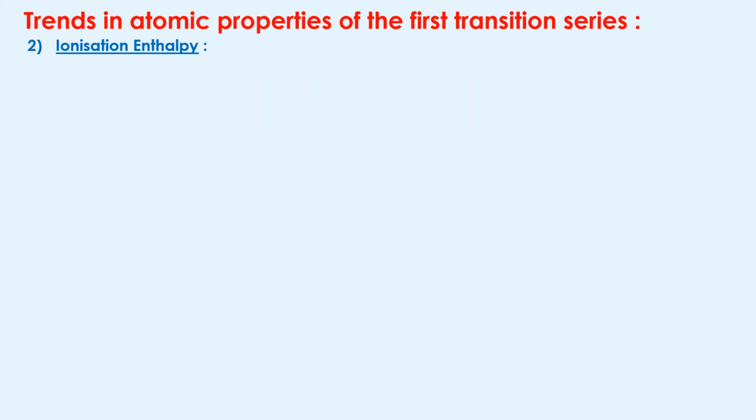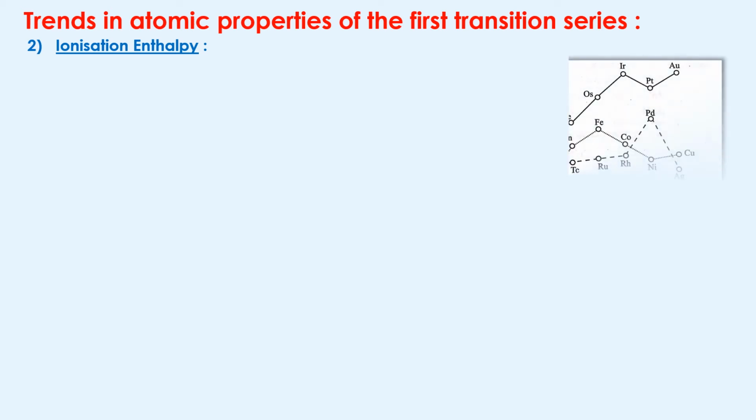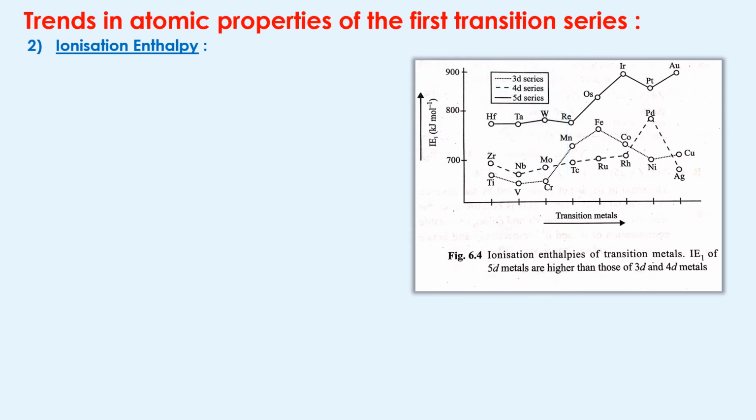Now we start with ionization enthalpy. Before starting with our second atomic property, that is ionization enthalpy, what is the meaning of ionization enthalpy? First of all, you should know what ionization enthalpy is. This is the amount of energy required to remove the electron in its outermost shell. That is nothing but your ionization enthalpy.